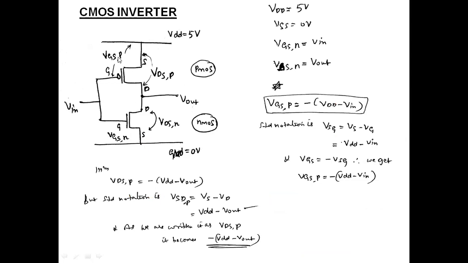So we have VGS,P. Similarly, VDS,P is nothing but the potential or the voltage difference between the drain and the source, and this P indicates this VDS is for the PMOS device. Similarly, for the NMOS device, we have VGS,N. VGS,N is nothing but the input voltage that gets applied between the gate and the source of the NMOS device, and VDS,N is the drain to source voltage of this NMOS device.